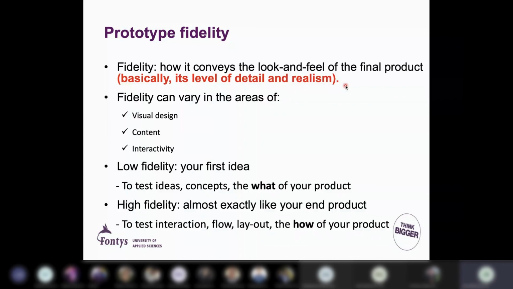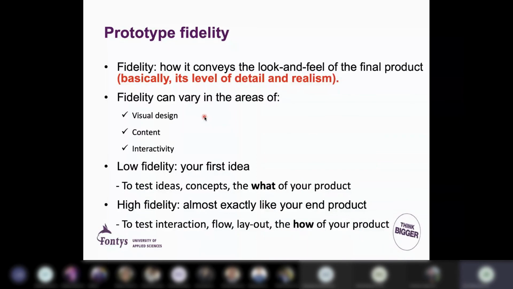So yeah, it mostly has to do with the visuals, the content, the interactivity. If you are lacking massively in those aspects in your prototype, then you can say my prototype is low fidelity. On the other hand, if you pay great detail and attention to these aspects, and the prototype reflects the almost finished product, then you're talking about a high fidelity prototype.